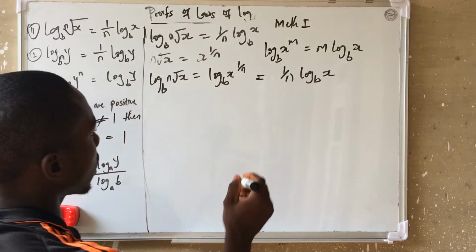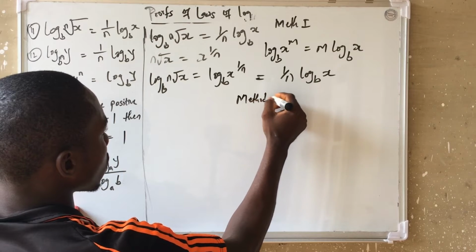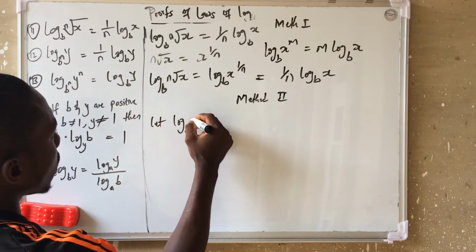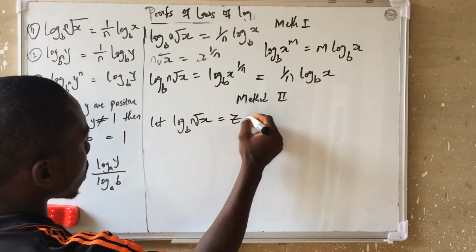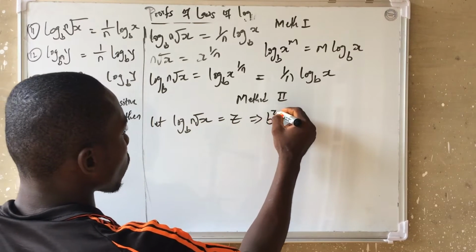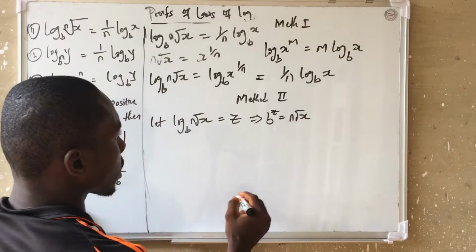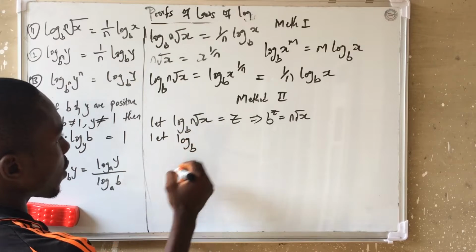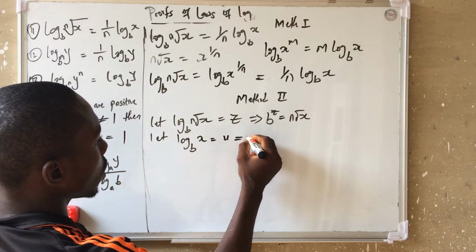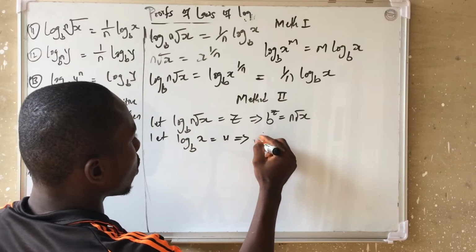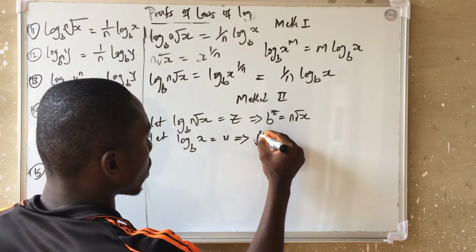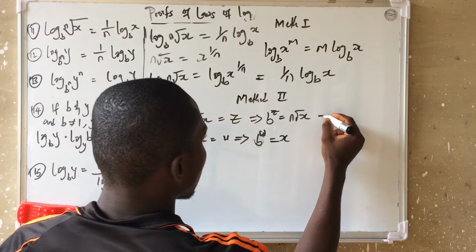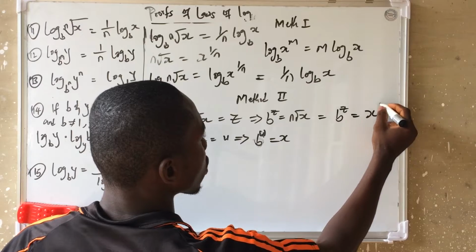I'm going to prove it using another method. I'll say method 2. Let log b of the nth root of x equal z. That will give me that b raised to the power z is equal to the nth root of x. And I'll say again, let log to the base b of x equal u. That will give me that b raised to the power u is equal to x. So now, b raised to the power z is equal to x to the power 1 over n.